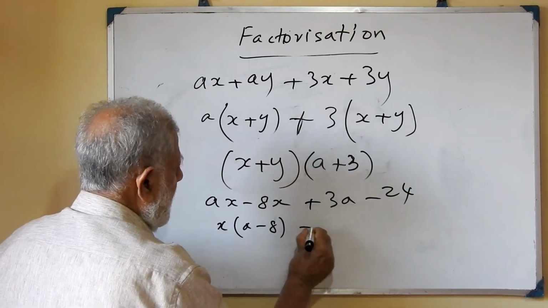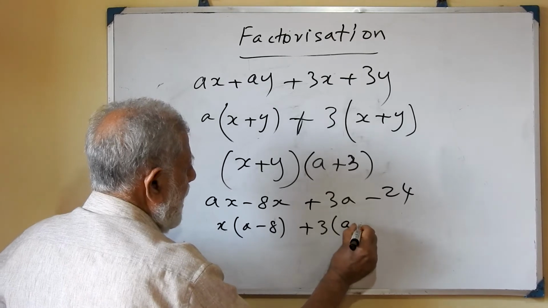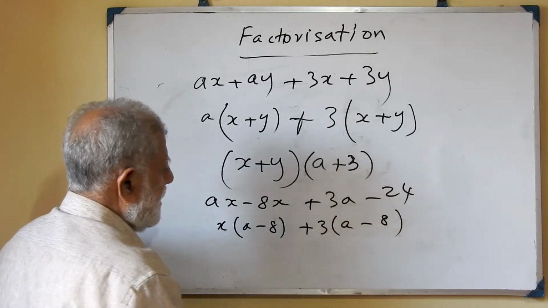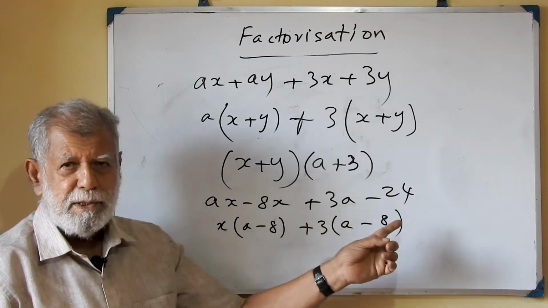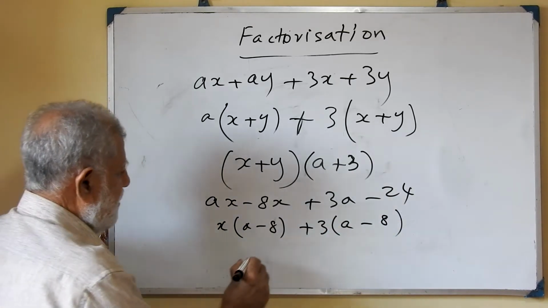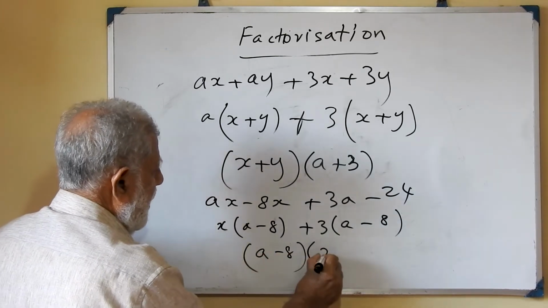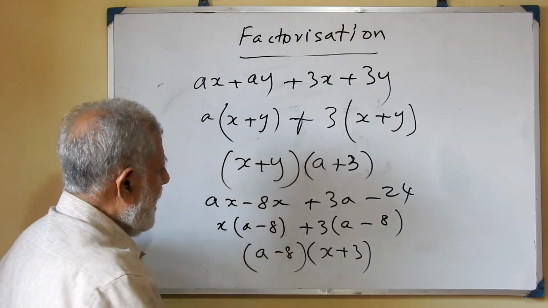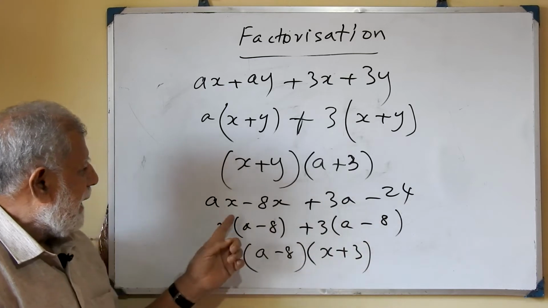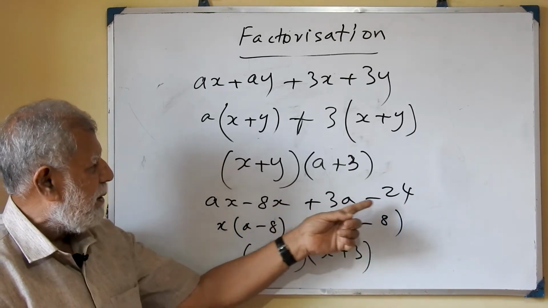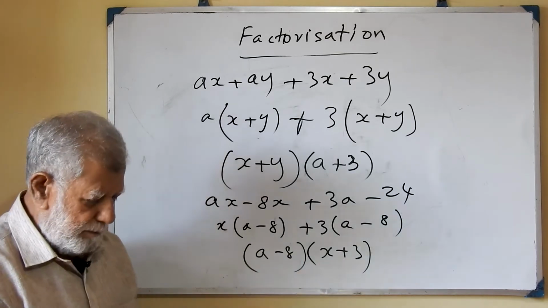Here 3 is common. Take out 3, then a minus 8, 3a minus 24. So for the whole expression, we notice that a minus 8 is common. You take out a minus 8, then you have x plus 3. So the factors for this expression, that is ax minus 8x plus 3a minus 24, is equal to (a minus 8) into (x plus 3).